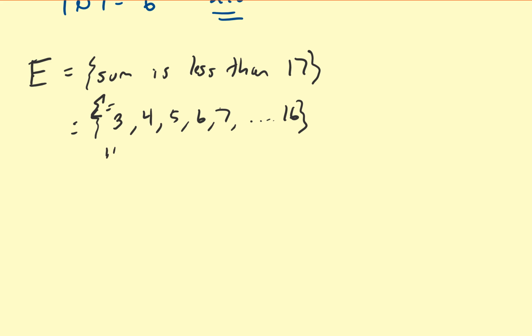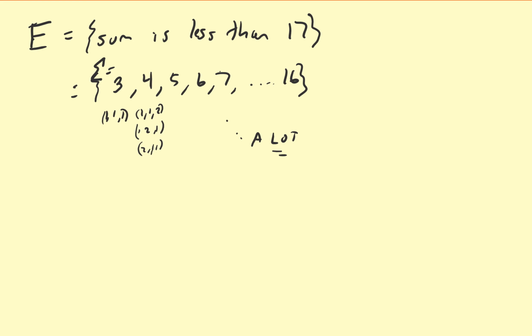So we know 1 1 1 is the only possible way to get 3. Well, how are you going to get 4? Well, you can do 1 1 2, you can do 1 2 1, you could do 2 1 1, and we're going to go all the way out to 16. Well, that's a lot, right? So what if we look at its complement and see if that's easier?